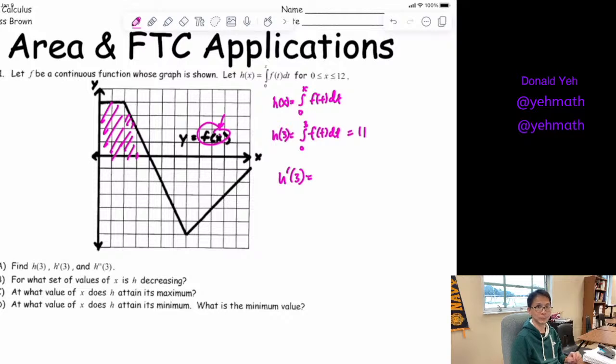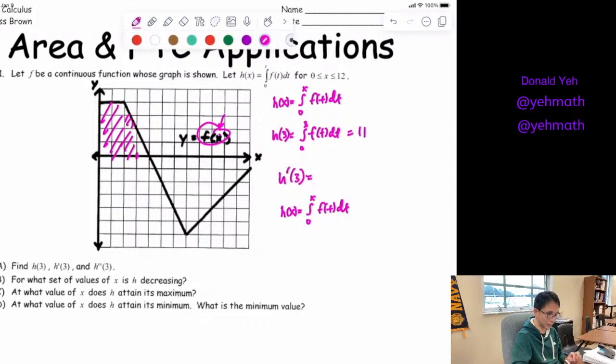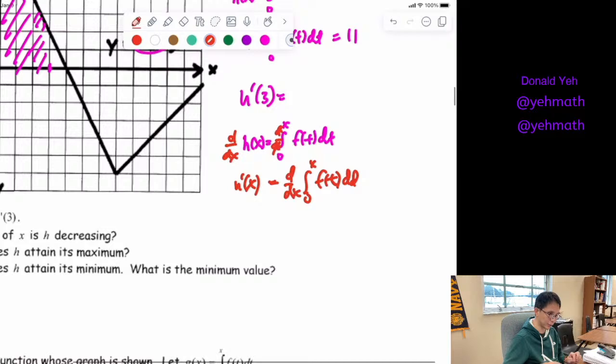So let's take this function again, and let's copy it, let's paste it. And how do I get h prime of 3? That means I have to take a derivative, right? So that's h prime of x, equal to d/dx of the integral from 0 to x of f of t dt. What happens if you take the integration? That becomes big F of x minus big F of 0. Does that look familiar?